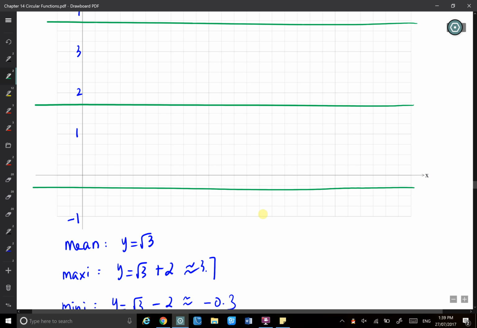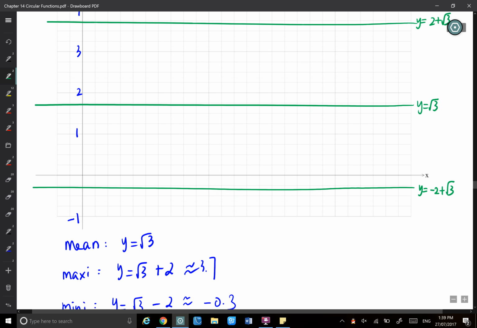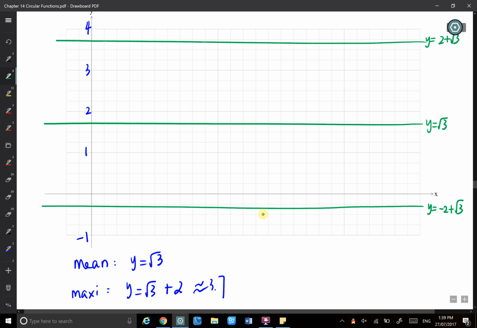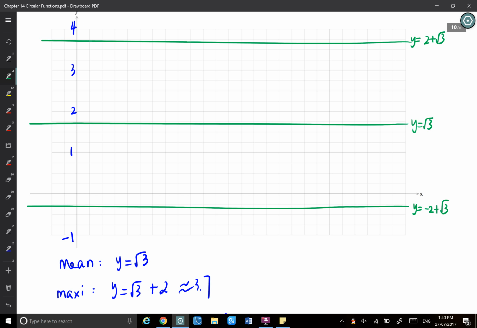Okay, that's y equals to -2 plus root 3. Here is y equals to root 3, and here is y equals to 2 plus root 3. I can take off the line later.